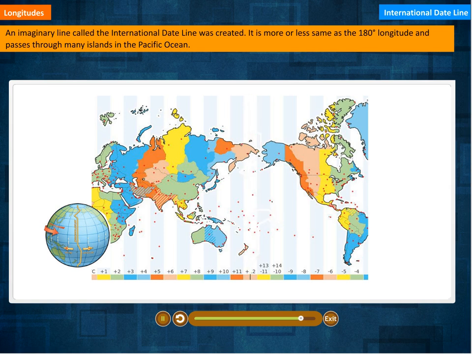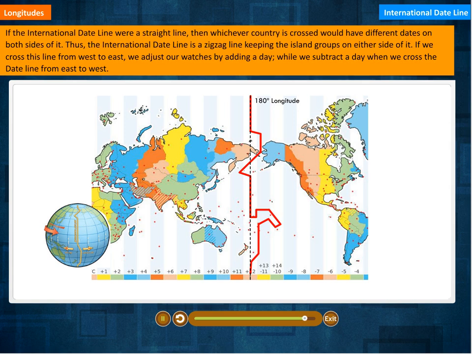International Date Line. An imaginary line called the International Date Line was created. It is more or less same as the 180-degree longitude and passes through many islands in the Pacific Ocean. If the international date line were a straight line, then whichever country is crossed would have different dates on both sides of it. Thus, the international date line is a zigzag line, keeping the island groups on either side of it.